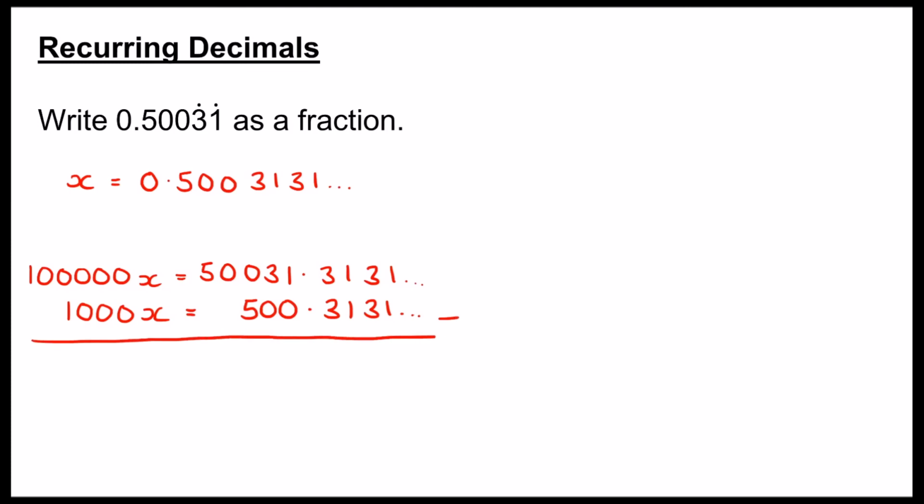I know that all of my recurring parts are going to cancel out, and if I do 50,031 take away 500, I'd get 49,531. I also know if I have 100,000x and I take 1,000x away, I'm going to be left with 99,000x. So my equation is 99,000x is equal to 49,531. I can then solve this by dividing both sides by 99,000.